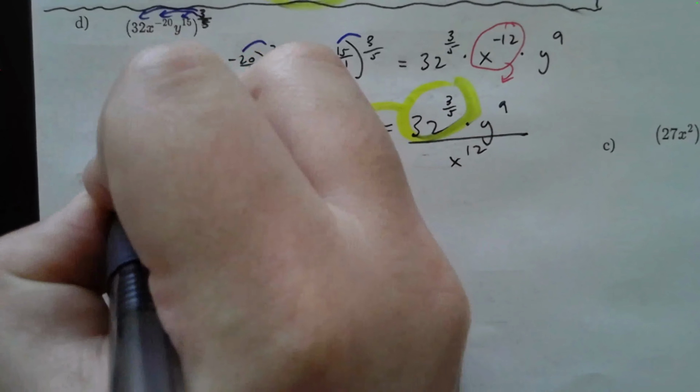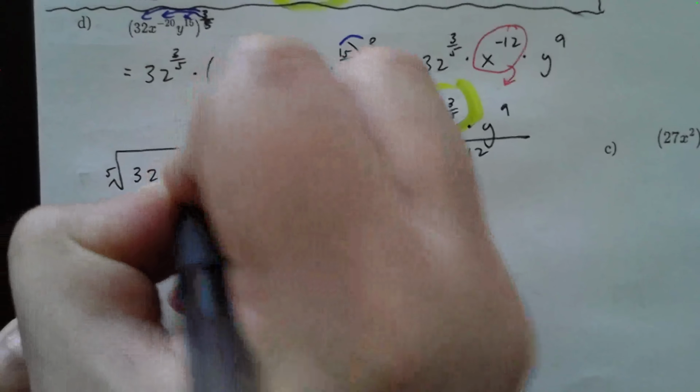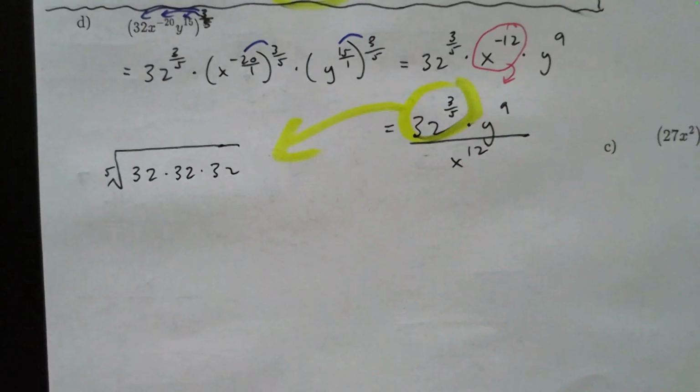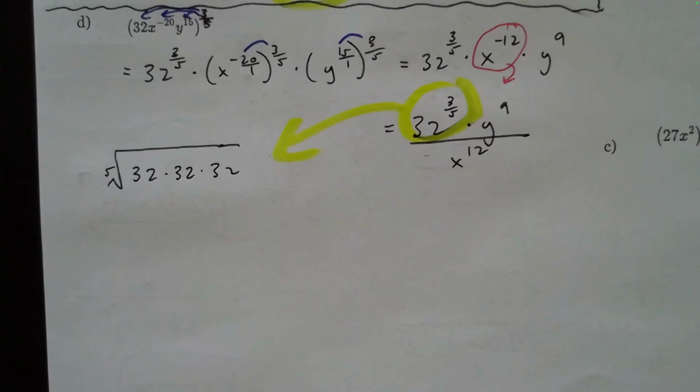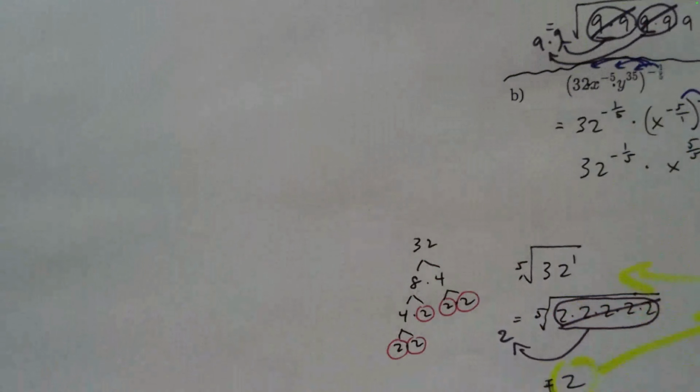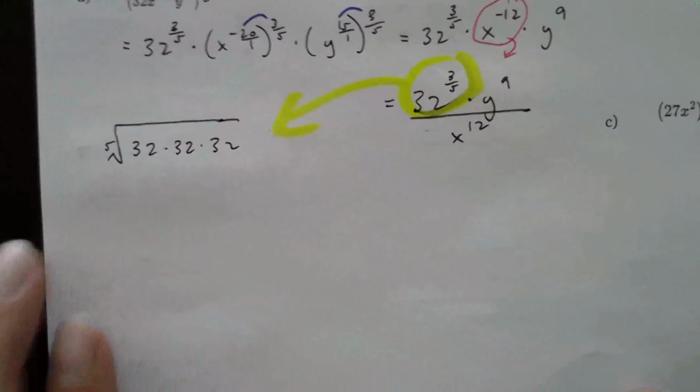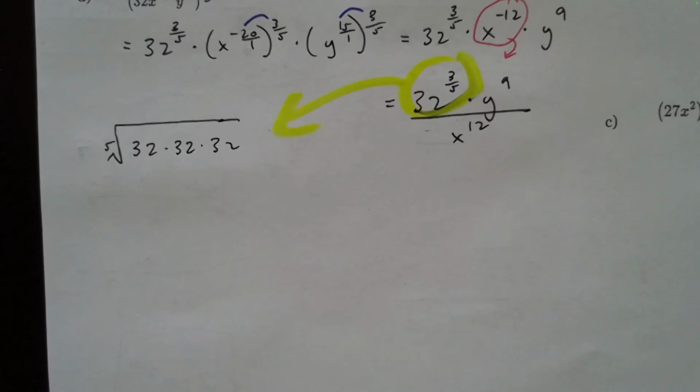I'm looking for groups of 5, and I have 32, 32, and 32. So at first look, it doesn't look like I have enough 32s, and I don't. But it's kind of misleading, because each one of those 32s is actually 1, 2, 3, 4, 5 twos. That's 5 twos, that's 5 twos, that's 5 twos. So how many twos do I have total?